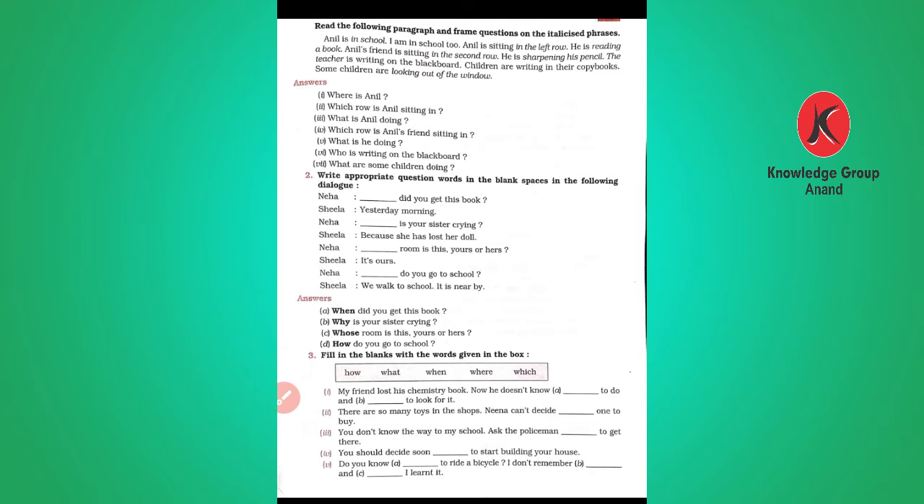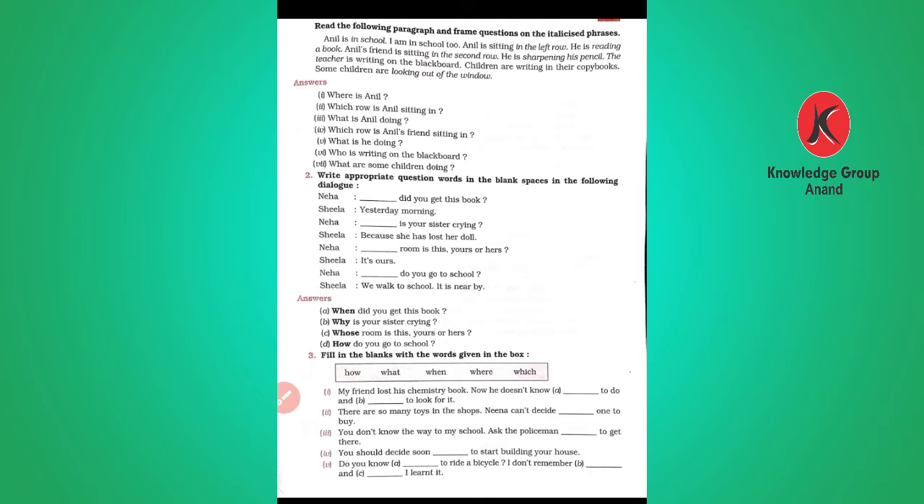Anil is in school. I am in school too. Anil is sitting in the left row. He is reading a book. Anil's friend is sitting in the second row. He is sharpening his pencil. The teacher is writing on the blackboard. Children are writing in their copybooks. Some children are looking out of the window.